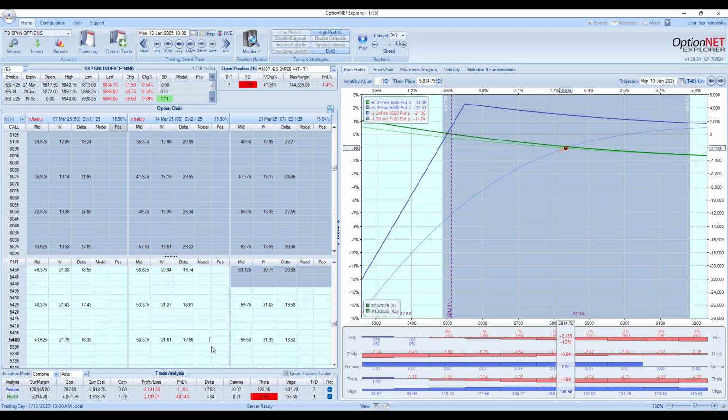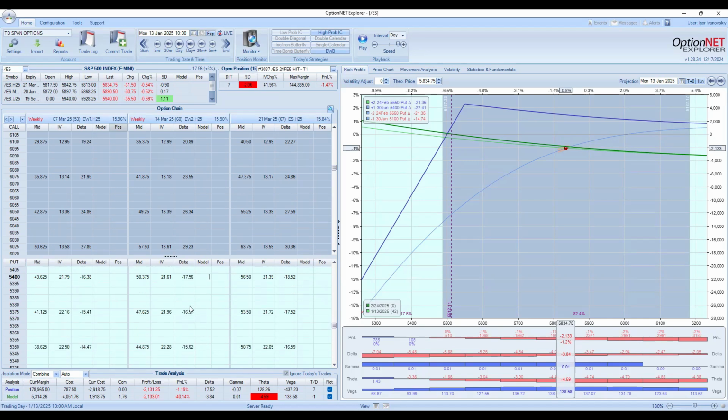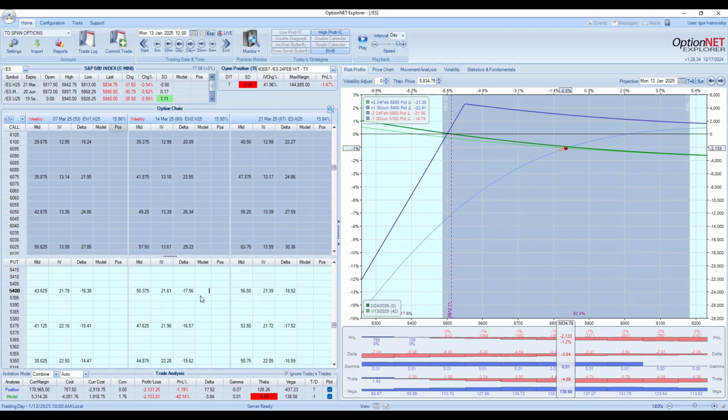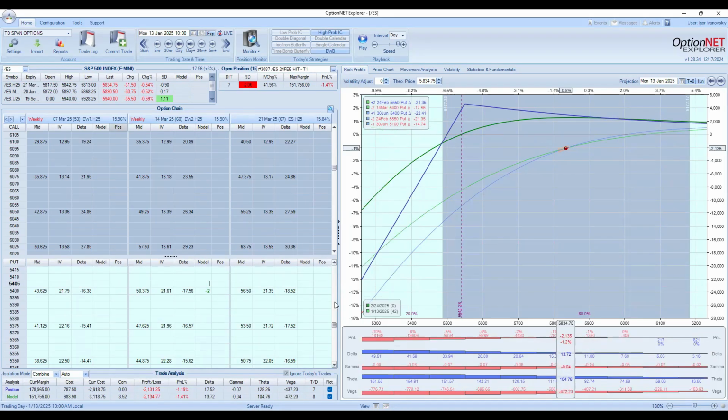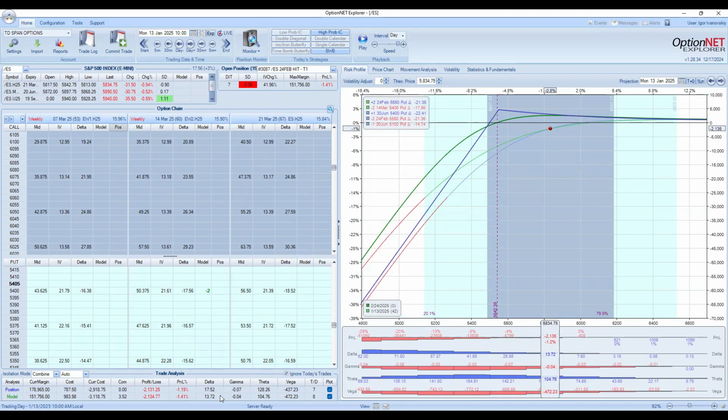5,400 was not a delta 10, so it wasn't perfect. I would prefer to roll it farther out or farther down in price. But my initial move was to roll it to where I can move away from the problem. The problem is the price moving towards the short strike. So I moved from 5,550 down to 5,400. This also decreased my delta just a little bit.